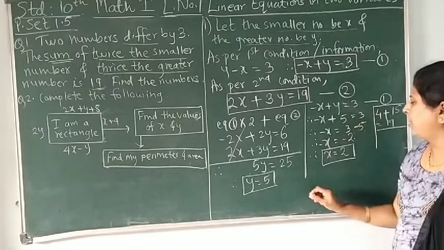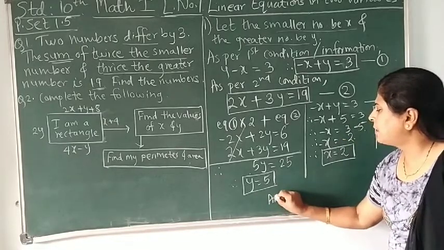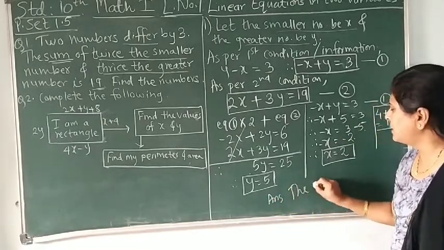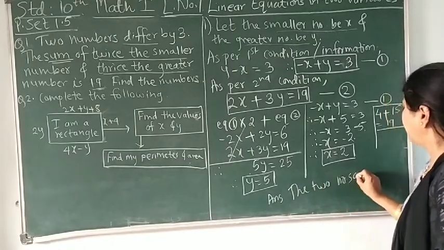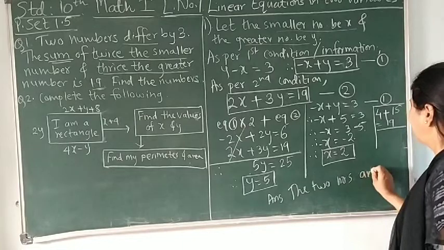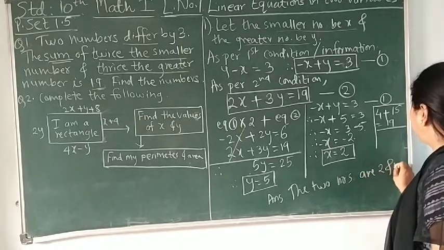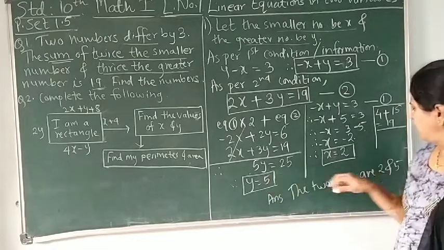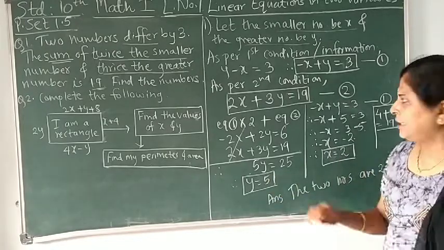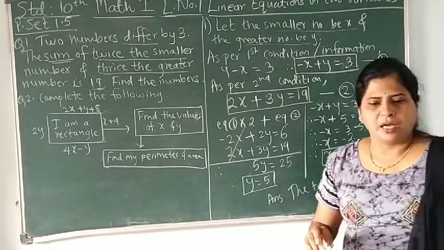Now as it is confirmed, we can write our answer that the two numbers are 2 and 5, because we have got the value of x to be 2 and then y is 5. So you can write 2 and 5. So this way we can write our answer.